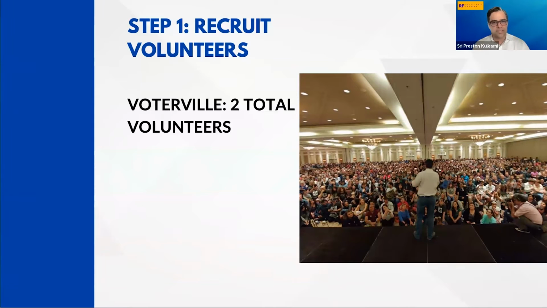So let's say in this example of Voterville with 100 voters, you have a total of 2 volunteers, you and your spouse, right? So what would you do with those 2 volunteers? What would be the next step? Once you've recruited people who you know are going to be ride or die for you, hopefully you and your spouse are, what would be step 2?